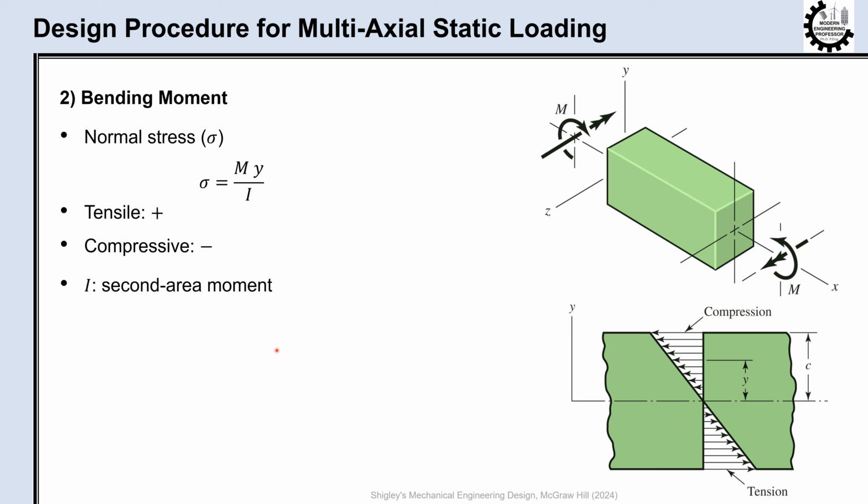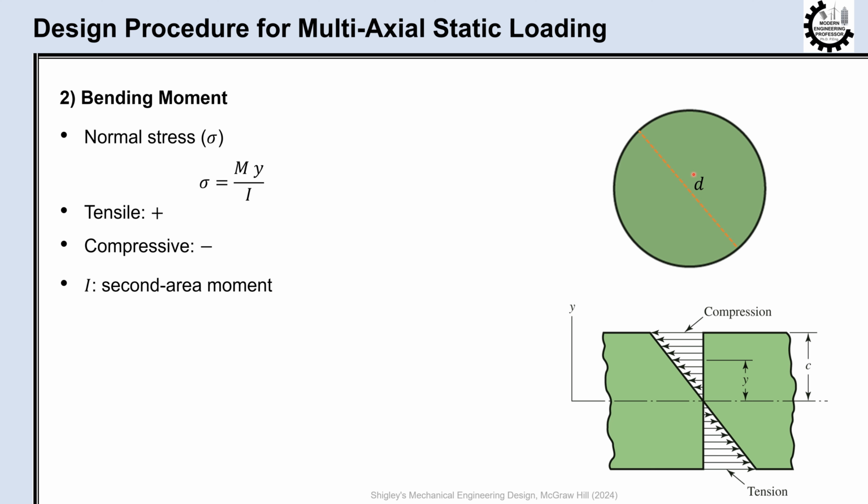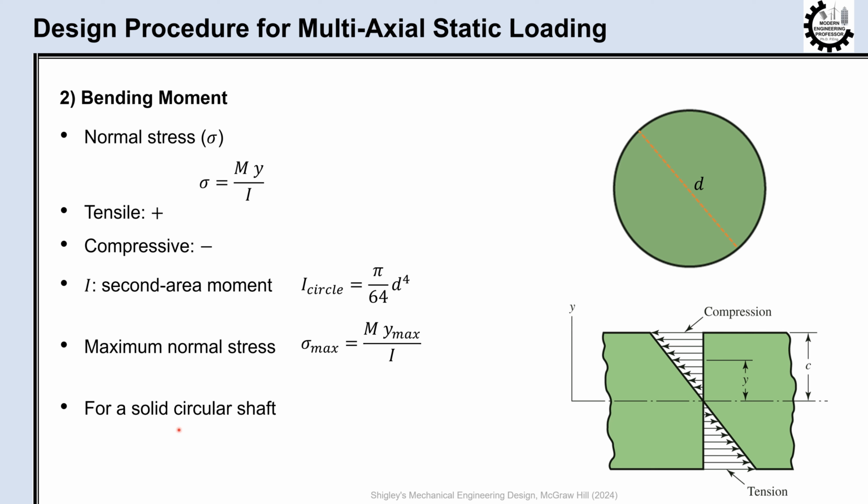I is the second area moment about the z-axis. It can be found for various shapes from design tables. For example, I for a circle is pi d^4 over 64. The maximum bending stress will occur where y is the largest, which would be at the outer perimeter of a section. For shafts with solid circular cross-section, using y maximum as d over 2, the maximum bending stress can be calculated as the following.